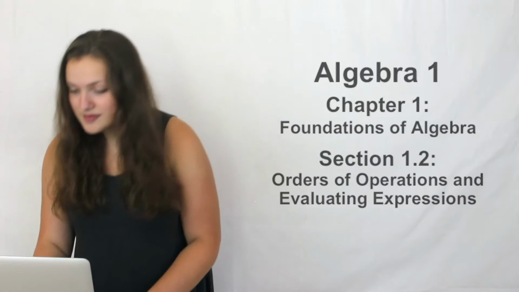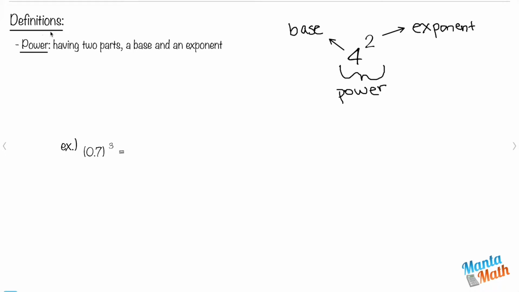So let's get started. Let's cover the definitions first. There's a power, and a power has two parts, a base and an exponent. I put an example at the side. So we have 4 squared, right? And the whole thing together is your power. The 4 represents your base, and the 2 represents your exponent.